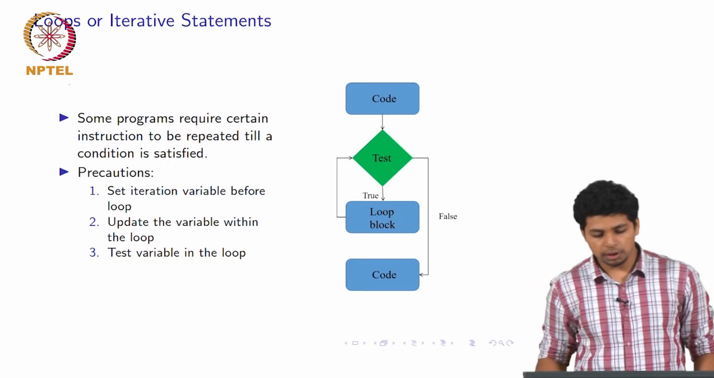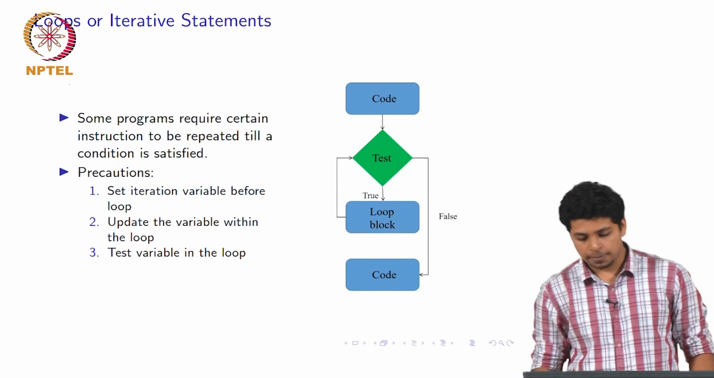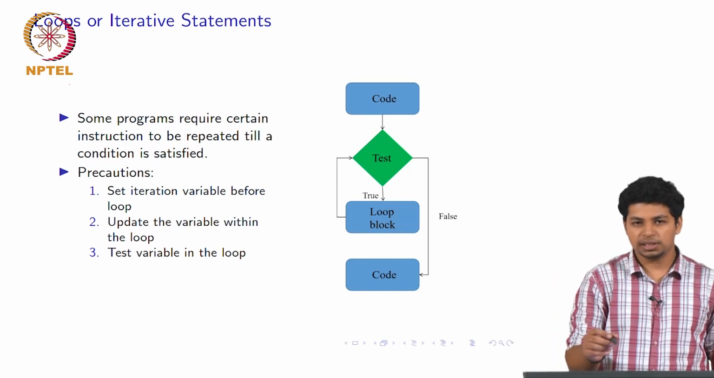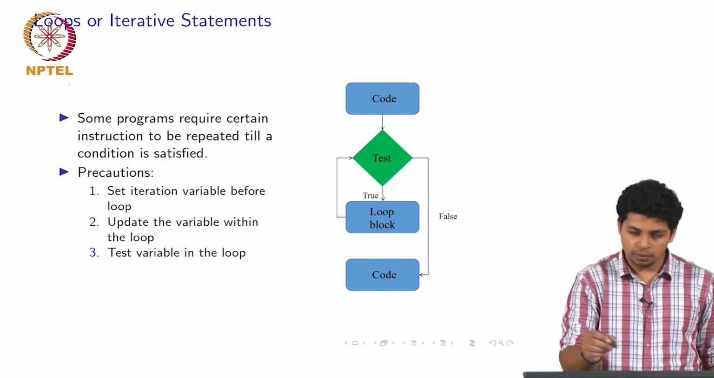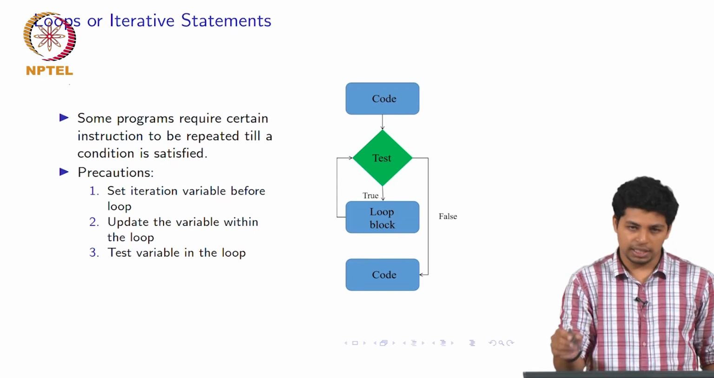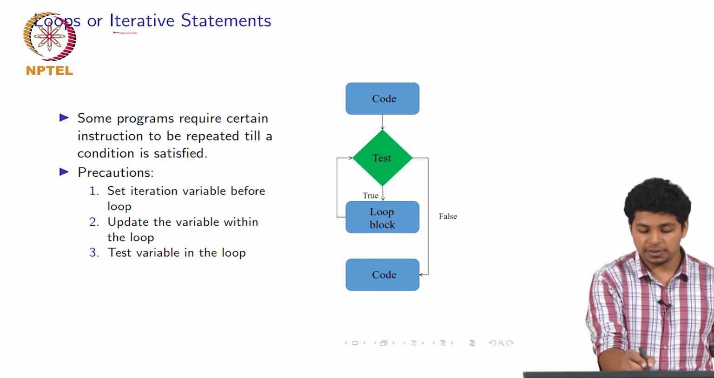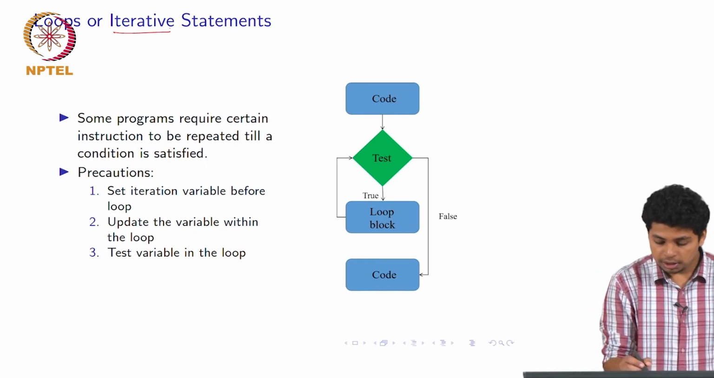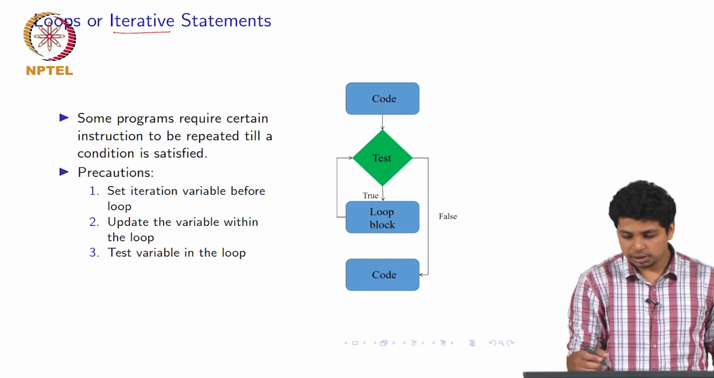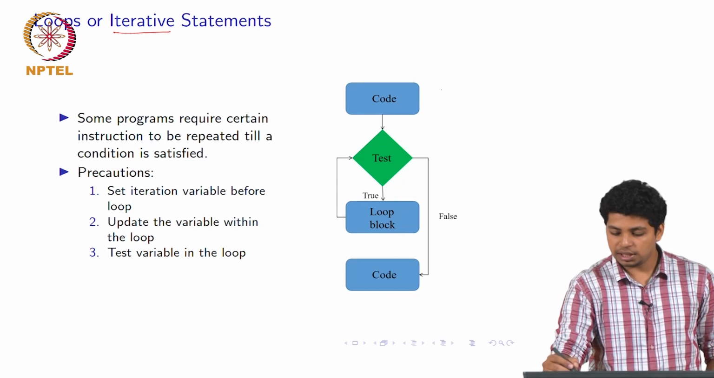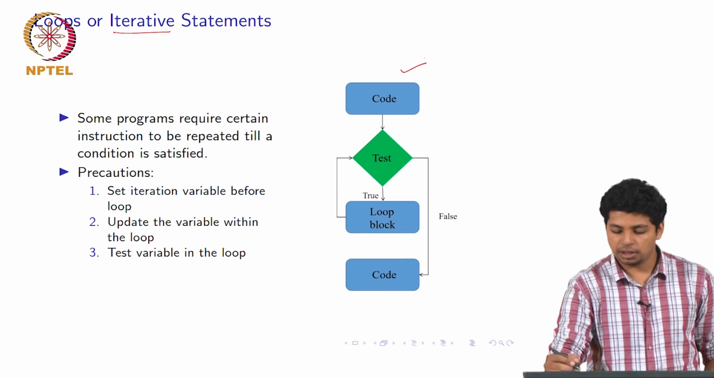Now we will discuss loops or iterative statements here. Certain programs might require you to repeat a certain number of statements over and over till a certain condition is satisfied. So for that purpose we use iterative statements. We have to take a few precautions if we want to execute statements like this. So let's consider the flowchart shown here.